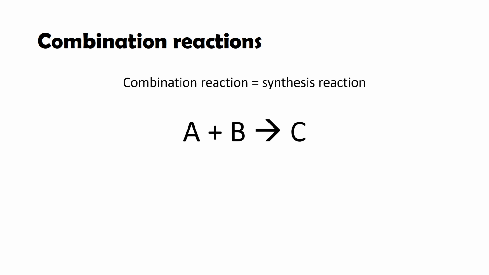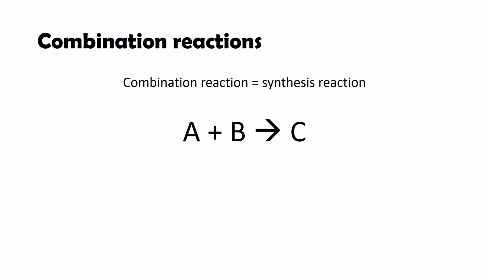We're now moving on to the second kind of reaction, which is what's called a combination reaction. Combination reactions can also be called synthesis reactions, so you can feel free to choose whichever terminology you're more comfortable with. In a combination reaction, two or more substances combine to form one new substance. The number of reactant substances is always greater than the number of product substances in a combination reaction.